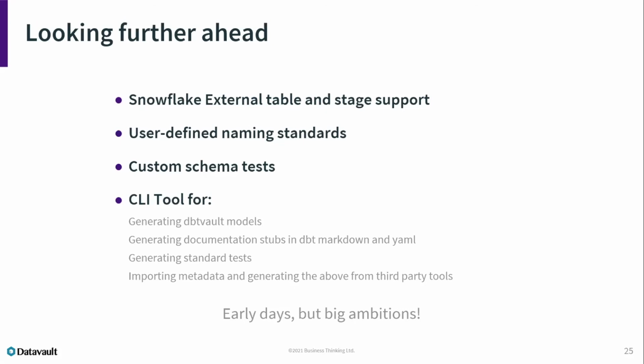It outputs a model for you. You've got your metadata. Okay, pull it in, put it into YAML for me, press a button, generate my dbt models, generate my documentation stubs from the documentation dictionary provided by Erwin as well. Generate my standard tests, and that's 80% of the work done pretty much. So again, big ambitions and early days. We've only just started developing that, but we believe it's going to really boost people's productivity with this tool.